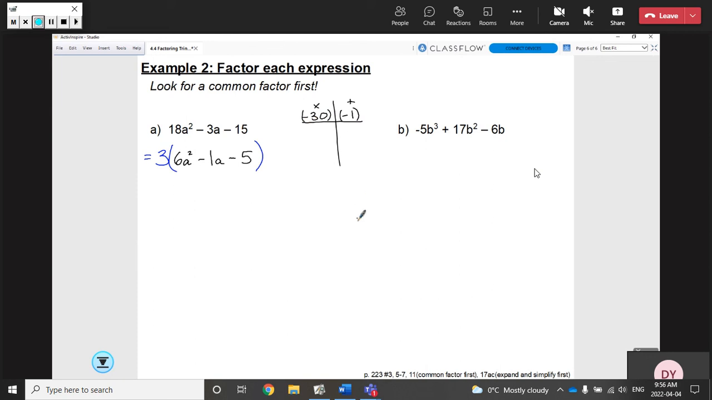Yikes. We're going to start off with positive 1 and negative 30, negative 1 and positive 30. Does that work out? No. How about 2 and negative 15, negative 2 and positive 15? Does that work? No. 3s? Oh, yeah. 3 and negative 10, negative 3 and positive 10. Does that work? No. Uh-oh.